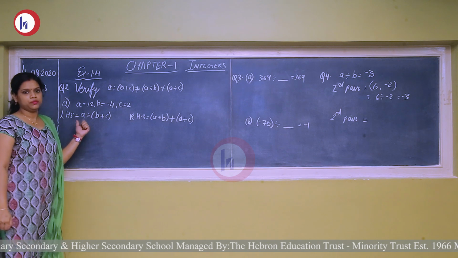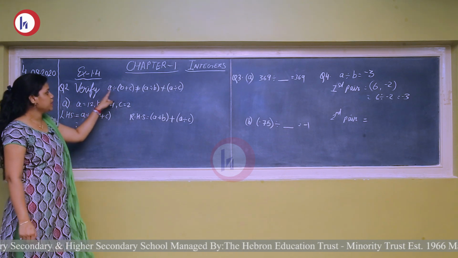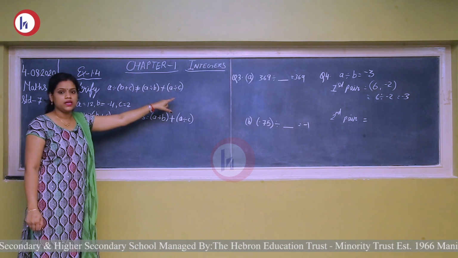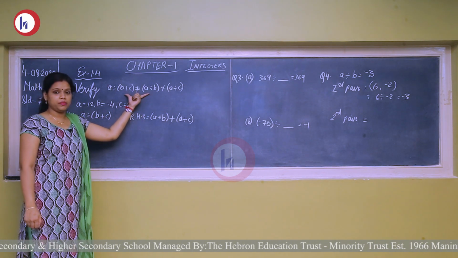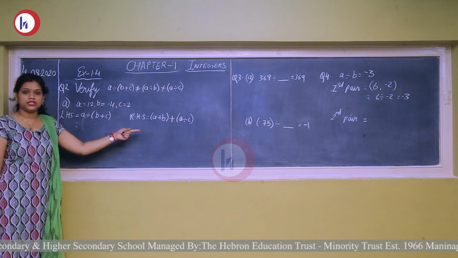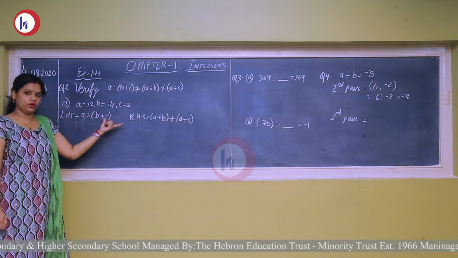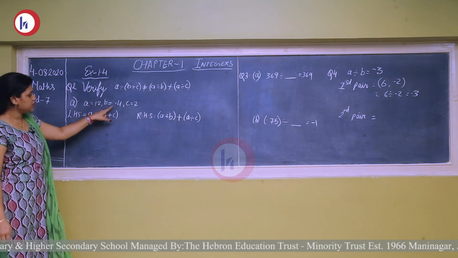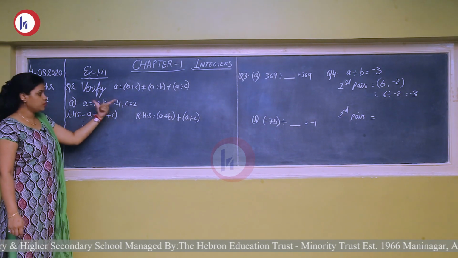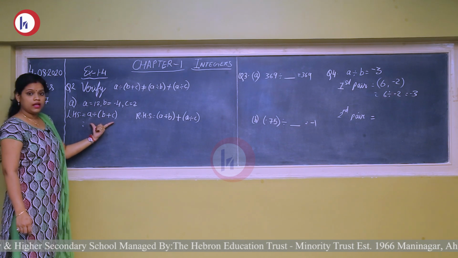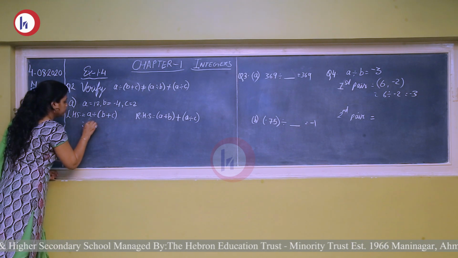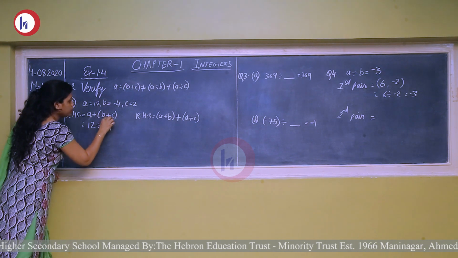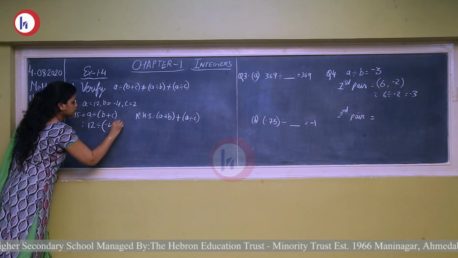Now we will start with question number 2. Your question number 2 is: verify that A divided by (B plus C) is not equal to A divided by B plus A divided by C. Here you have to verify, that means we will take LHS and RHS and check whether they are equal or not. Here your A value is given as 12, B is minus 4 and C is 2. We will place all the values in the left hand side and check.